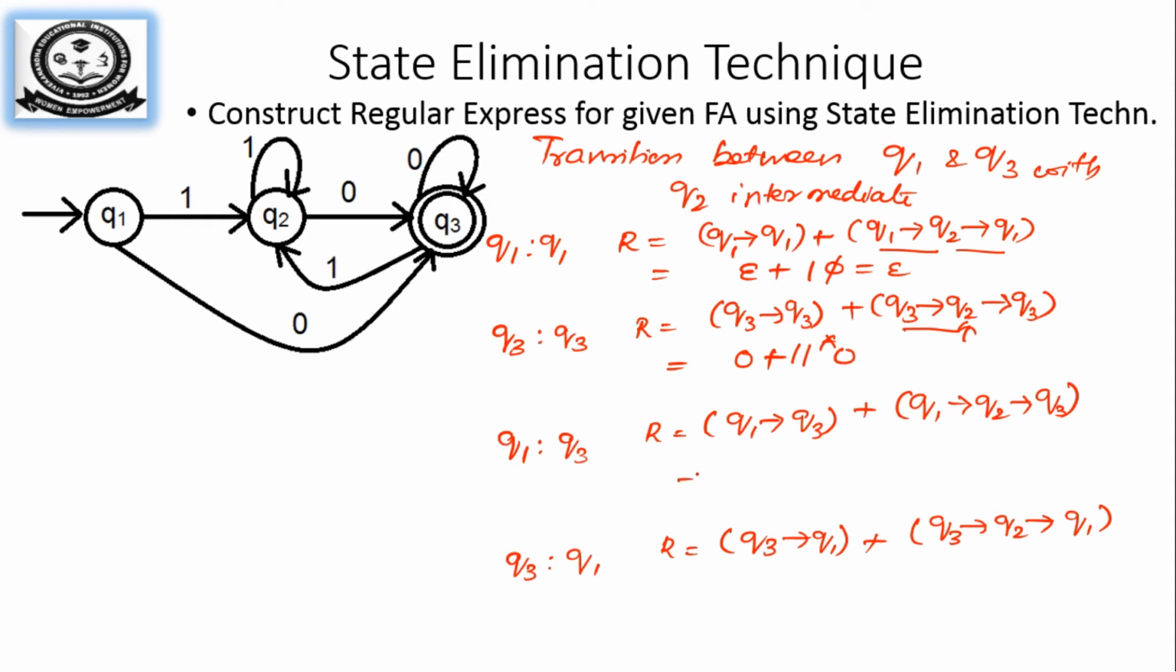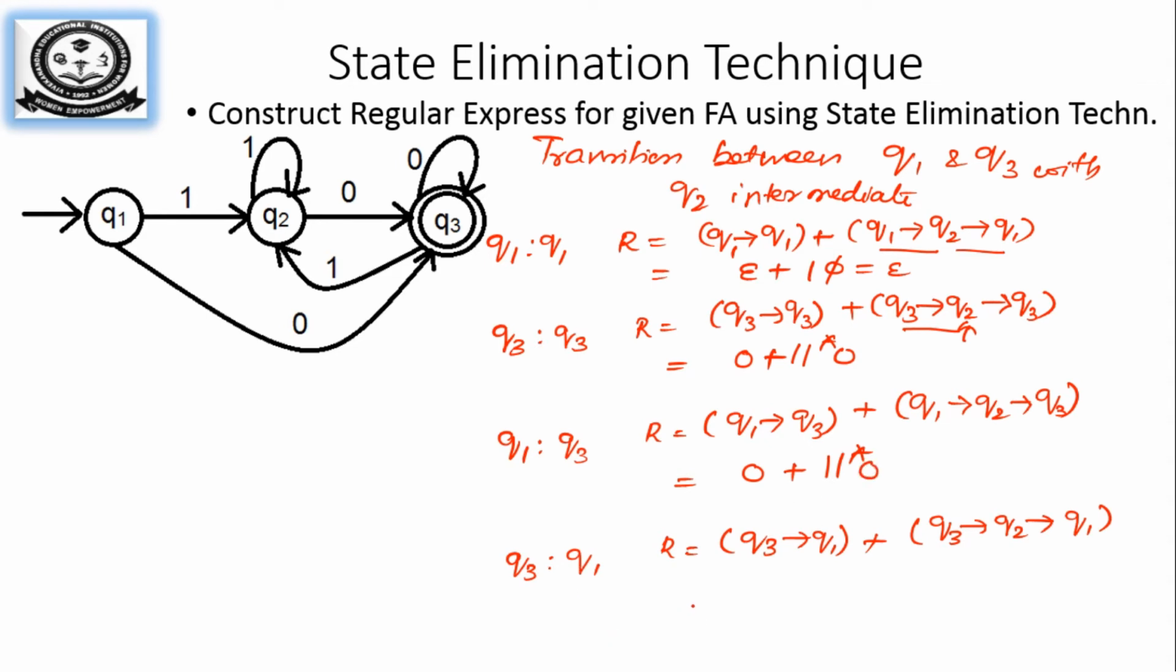Now we will come to Q1 to Q3. Do you have a transition from Q1 to Q3? Yes, you have. It is going to be 0 plus again via Q2. So Q1 to Q2, you will have 1. Then Q2 has a self transition, so 1 star. Then Q2 to Q3 is 0.